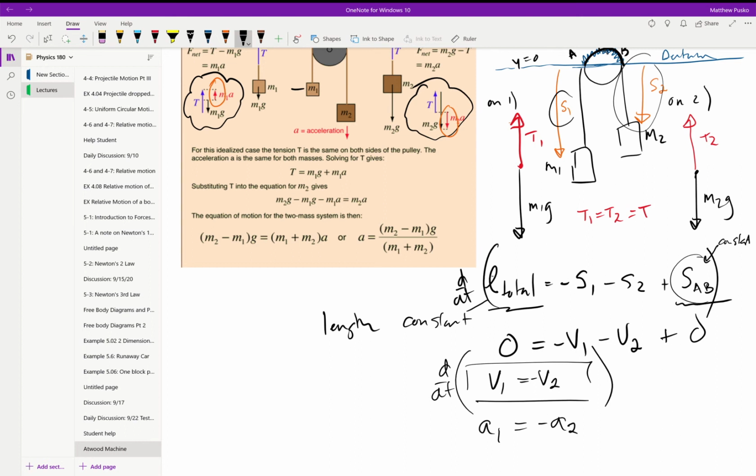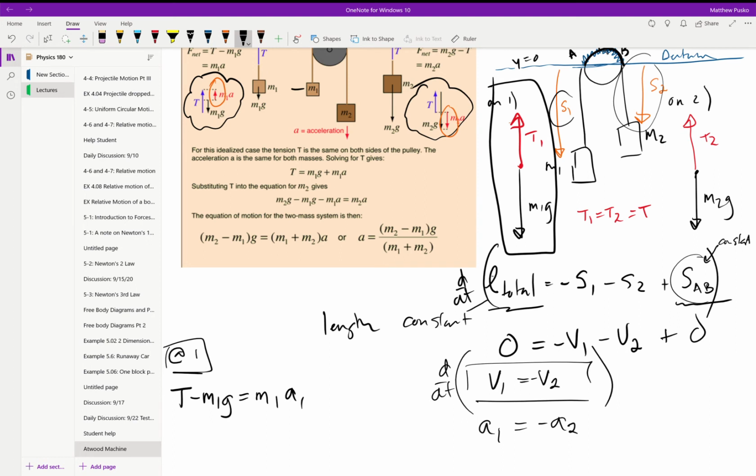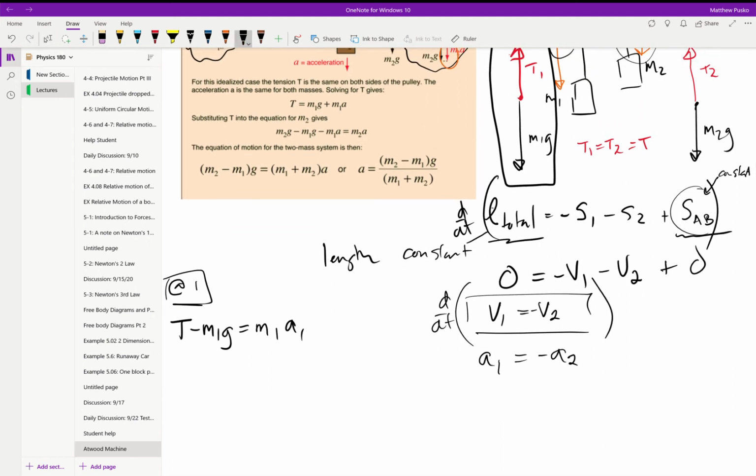Alright, let's look at 1 again and take the forces that we just drew. I have a T going up, a minus m1g going down, and that equals m1 times the acceleration of 1. We also have this other tension going up, and remember we said that they're all equal, and I replaced it just with a T. We have an m2g pointed down, and then an m2a2.